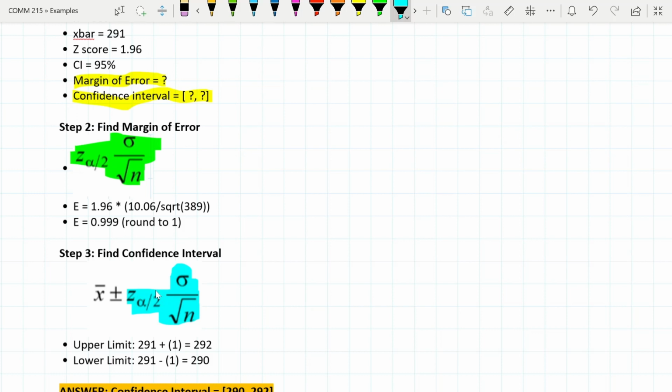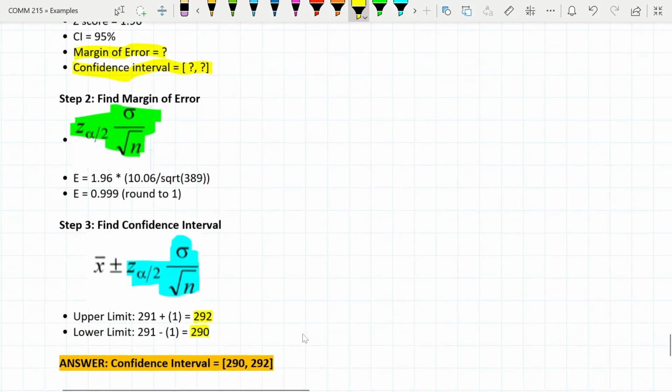So it's pretty much just 291 plus, for the upper limit, 1, our margin of error, which is 292 right here. Let me highlight that, 292. And then our lower limit, which is minus, so 291 minus 1 right here, 290. So there's our answer. Our confidence interval is 290 to 292.